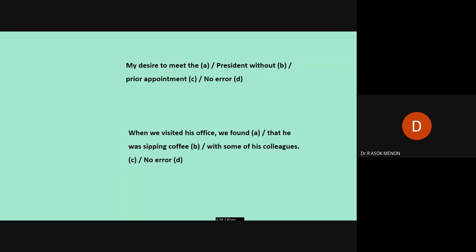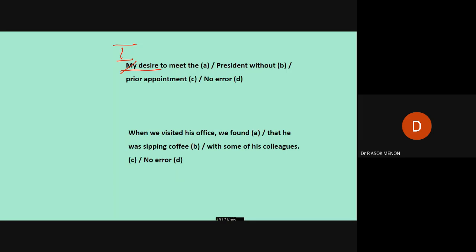In fact, it is very simple. "My desire" is wrong. Instead, you should say "I desire." I desire means I want. I want to meet the president without prior appointment. That is correct. Okay.